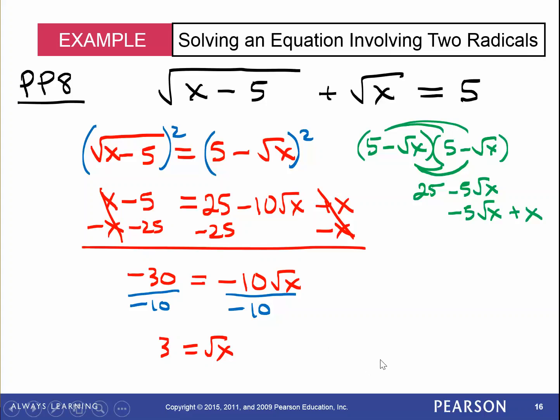Once I do that, then the game begins again. It's easier though, usually. Square both sides, and you get x equals 9. Are we sure that's the answer? Nah, we're not sure that's the answer yet. All we can do is plug it back into the original problem and see if it actually is the solution set for it.